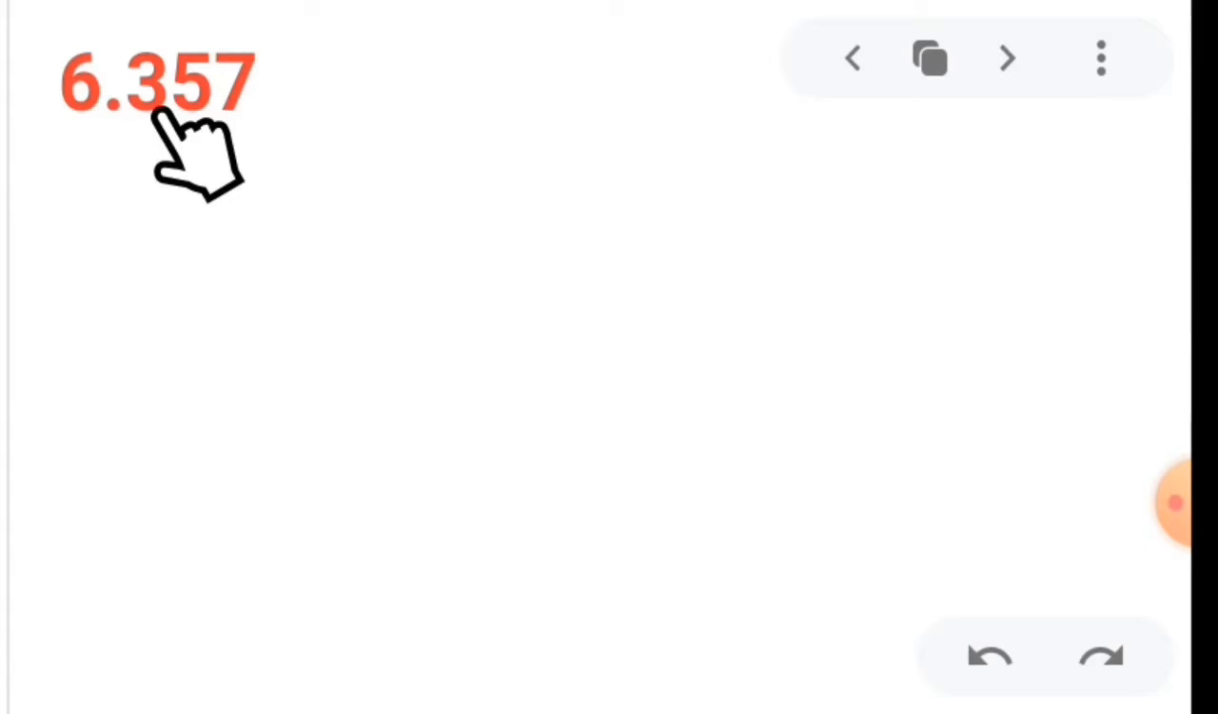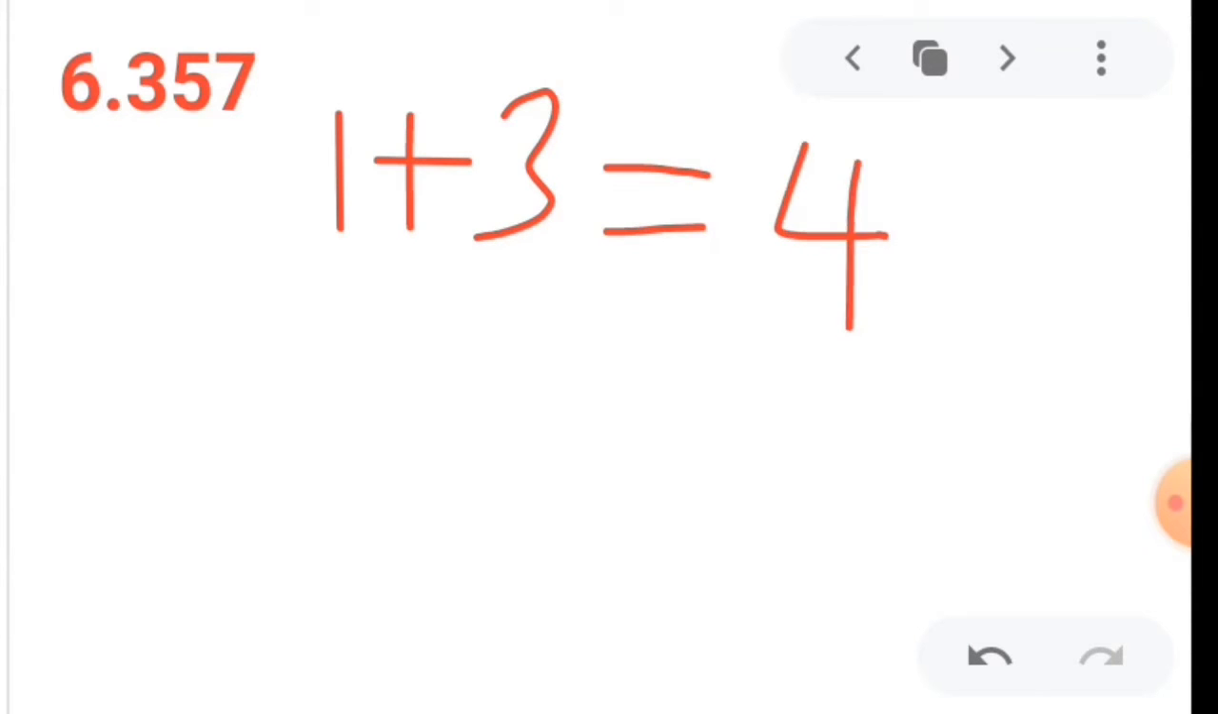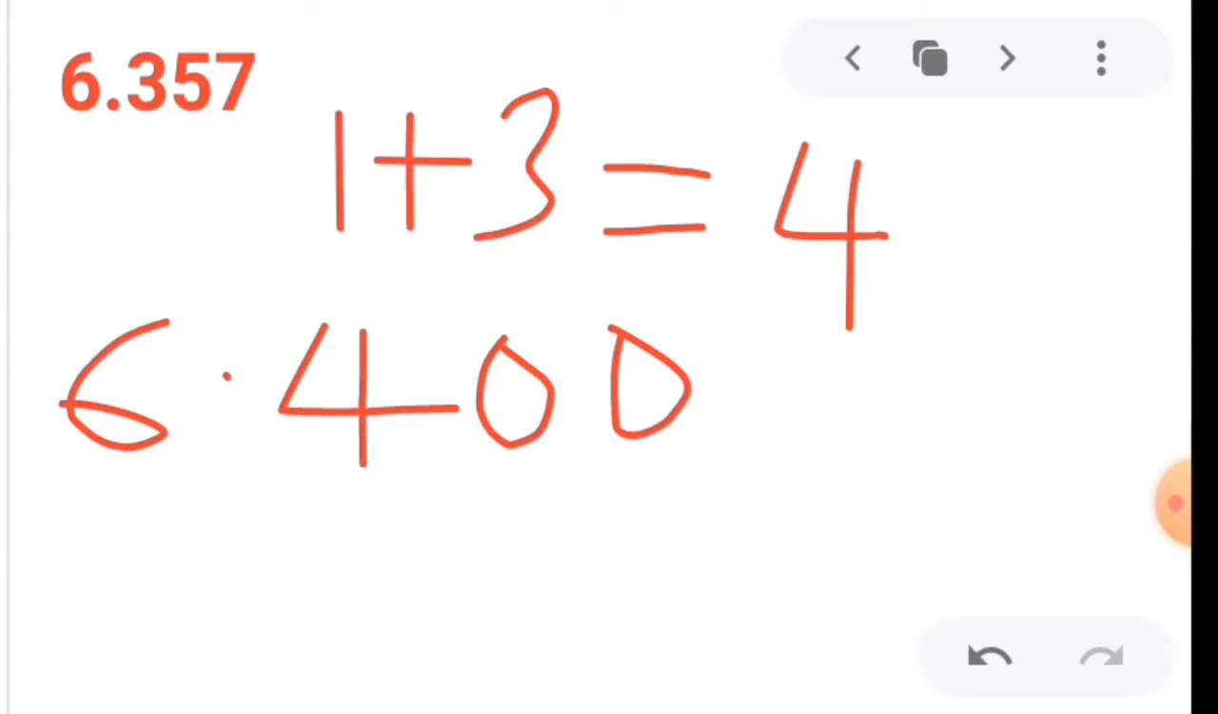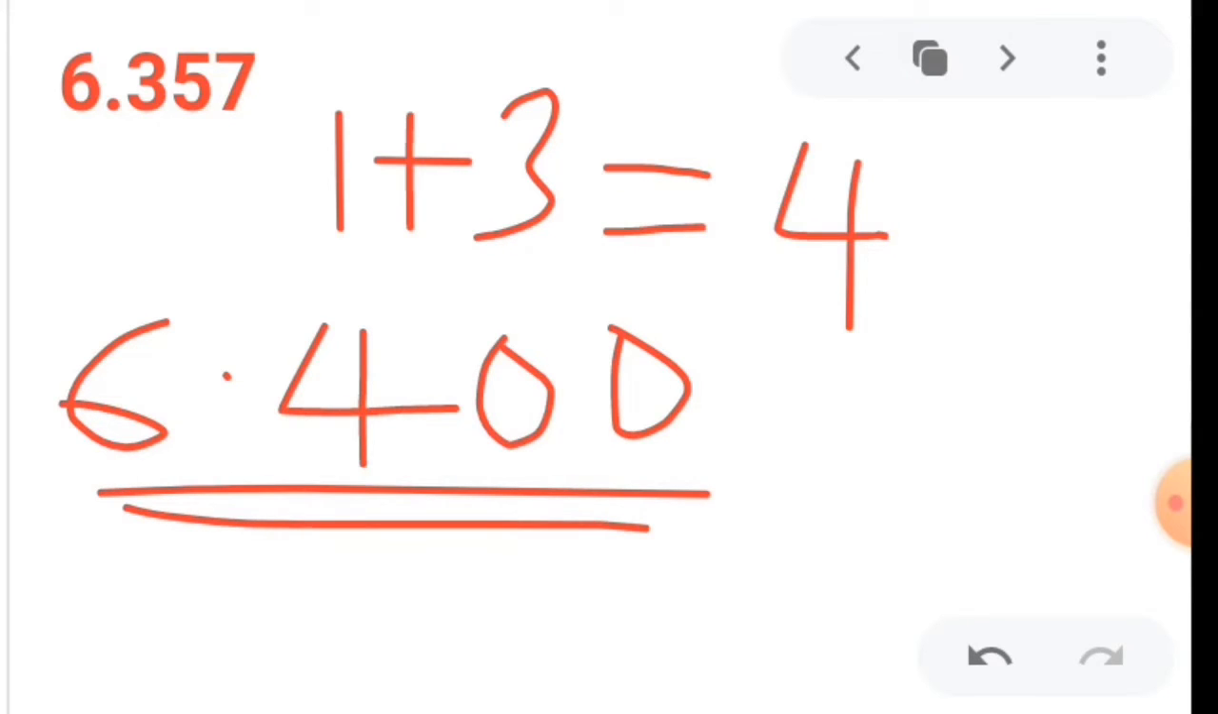Now, how do we know if we are to round up or we are to round down? Let's look at the number immediately after 3, which is 5. We said if the number immediately after the number we want to round is 5 or above, we round up. So because it is 5, we change it to 1 and add it to 3, and it will give us 4. So where 3 was, we replace it with 4. We now get 6.4. And every other number after that is replaced with a 0. So we have 0, 0, and we have rounded up. So 6.357, we rounded it up to 6.4.